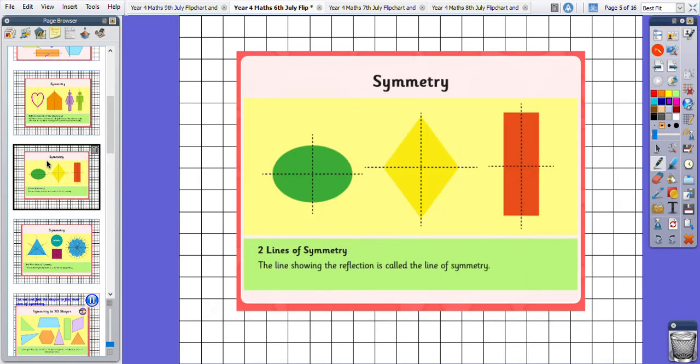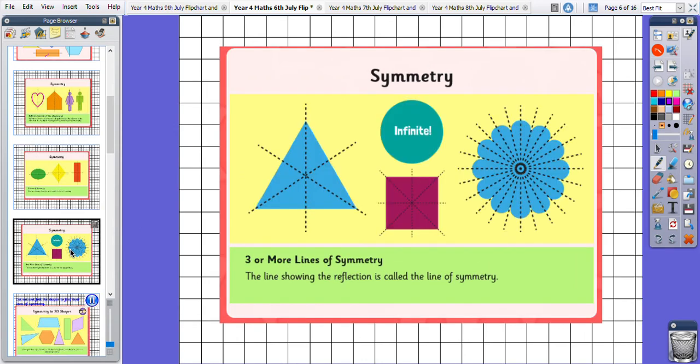Two lines of symmetry run through some shapes. We've got an oval here, a diamond and a rectangle. These have two lines of symmetry, so they could be folded along either line and they would be mirror images, reflections. And some shapes even have infinite lines of symmetry, a never-ending amount of lines of symmetry. Okay, 3 or more lines. The line showing the reflection is called the line of symmetry.